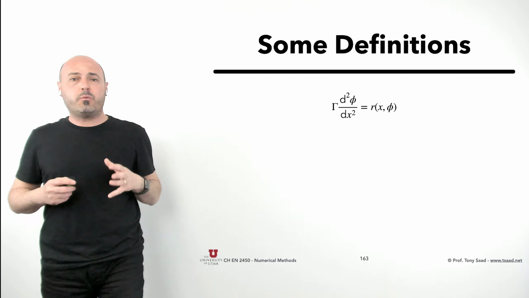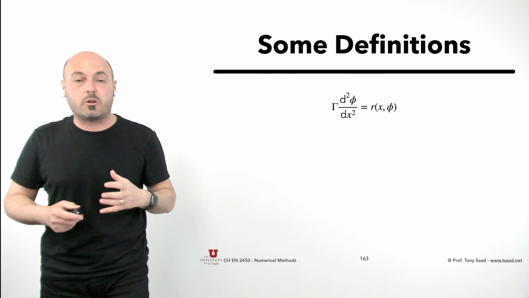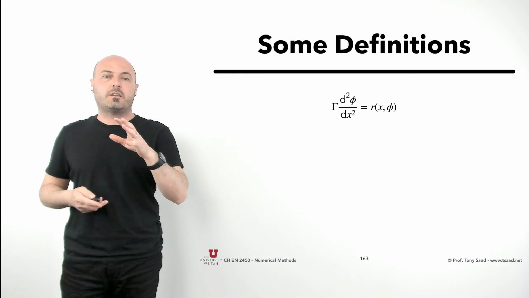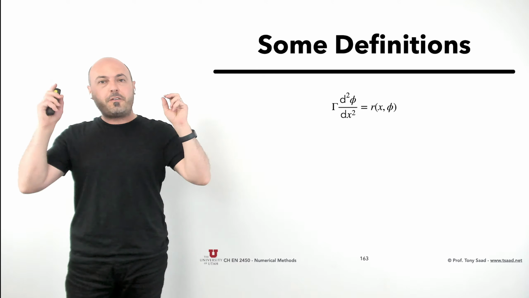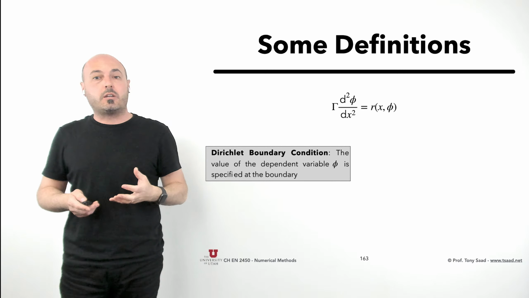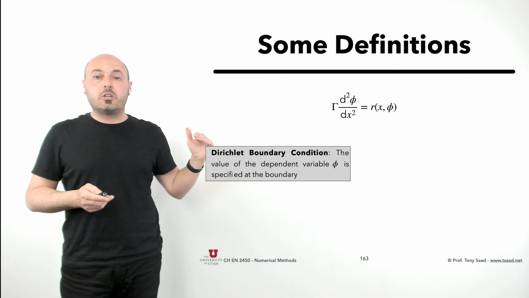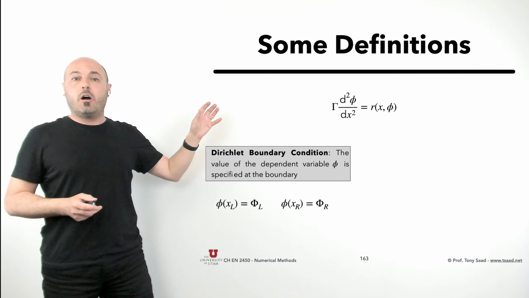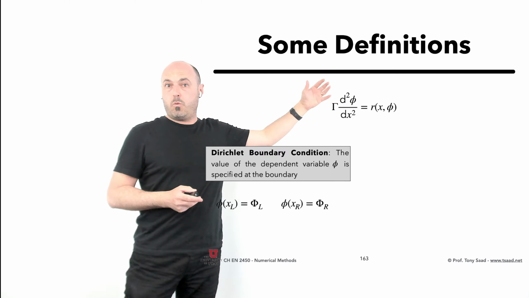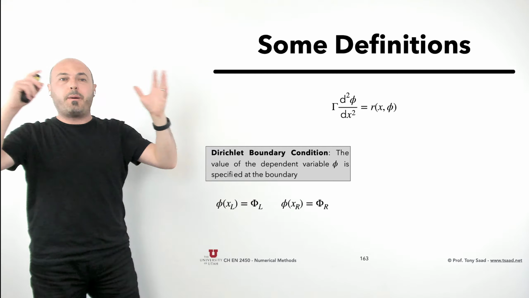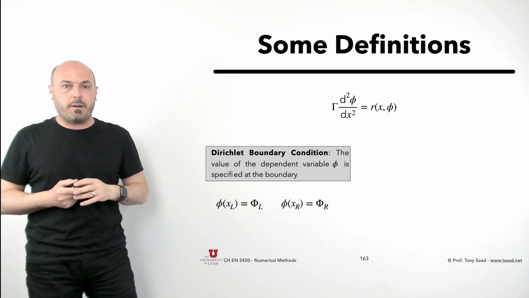Now we're going to take a step back and talk about some definitions. What we did here is solve a particular type of boundary value problem that had fixed boundary conditions on both ends. Those types of boundary conditions are called Dirichlet boundary conditions. You essentially fix the value of the dependent variable, what I'm after, at the boundary. That's called the Dirichlet boundary condition.